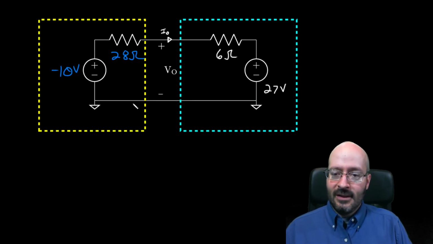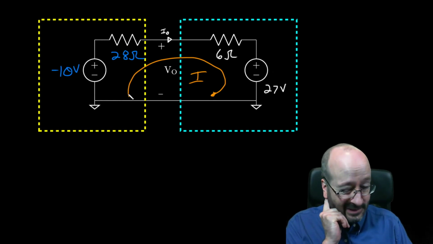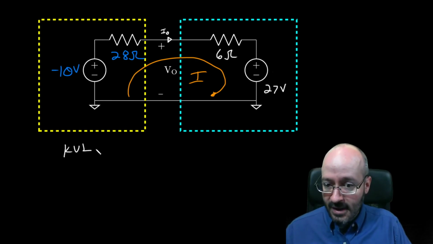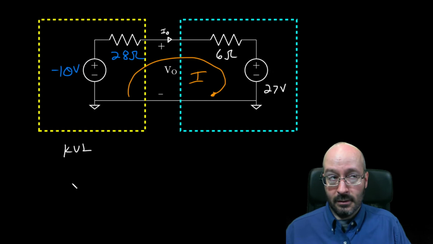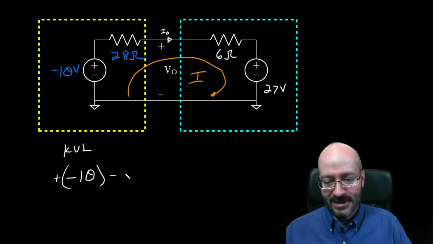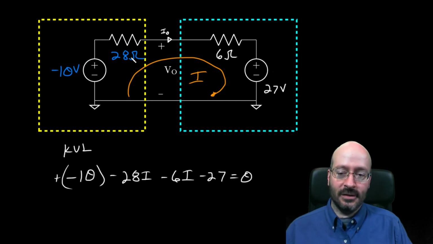Okay, so the analysis on this, well, there's only one mesh, right? So we're going to find I out pretty easily. There's this mesh here, and I'll call that I. There are no current supplies, so it's going to be one KVL. We're going to go up a negative 10 volts, just to mess with your head, right? So plus negative 10 volts, watch your polarities, minus 28I, minus 6I, and then minus 27. And we're back to where we started, so that's equal to 0.